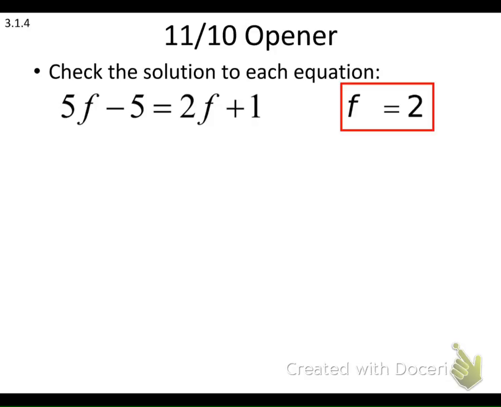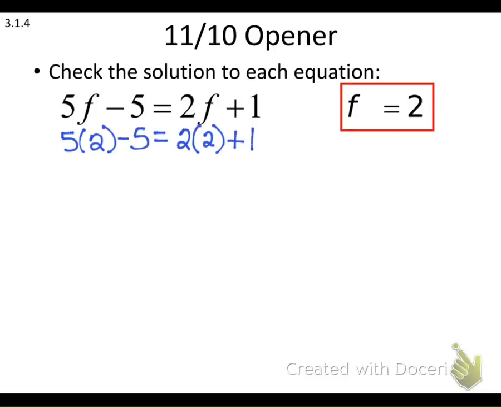In order to do that, the very first thing that I'm going to have to do is rewrite the equation using substitution. When I say rewrite the equation using substitution, what does that mean? Substitute the f by 2. Yeah, so every time I see the variable f, I'm going to substitute the number 2 for it. So how would I rewrite that then, Deontay? 5 times 2 minus 5 equals... No, keep going, equals. Then, 2 times 2 plus 1.